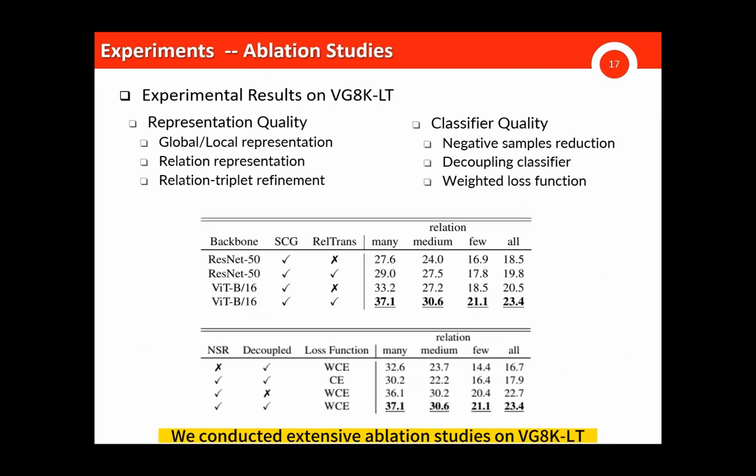We conducted extensive ablation studies on VG-LT, which is the more challenging one. For this, the recent method is relatively effective and obviously improves the relation on all settings. By using a transformer, performance can be further improved. Moreover, experimental results also demonstrate the effectiveness of negative samples reduction, the decoupled classifier, and weighted loss function for improving classifier quality.